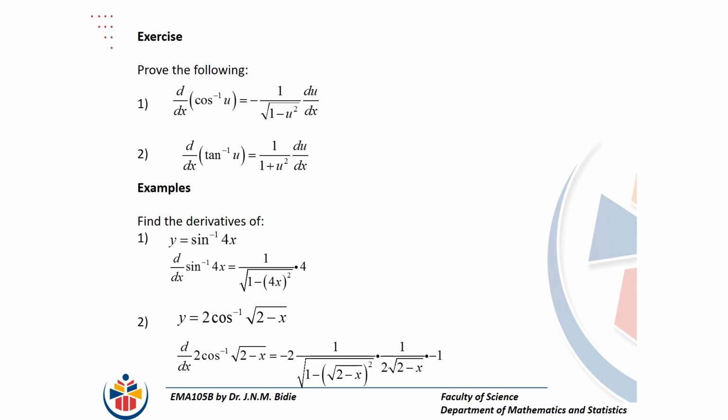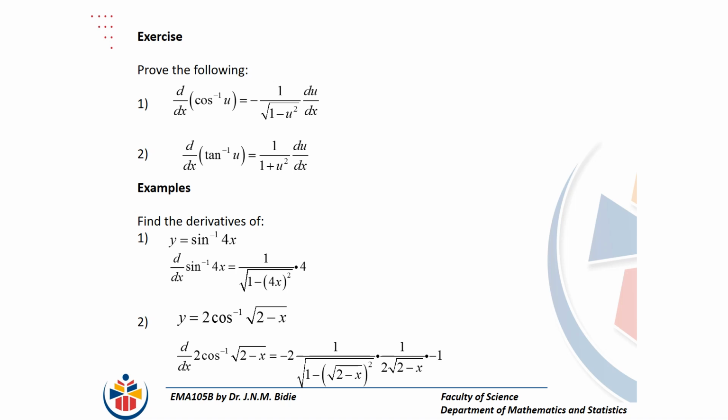Here are some examples that we're going to use based on the derivative of arcsine u, arc cos u, and arctan u. Number 1, find the derivative of y equal to arcsine of 4x. Please remember that now we have f of x here. That is our u. And therefore, we need to multiply by the derivative of our argument, which is 4x.